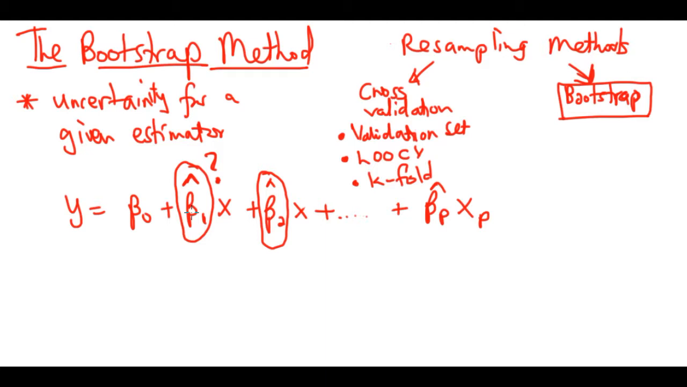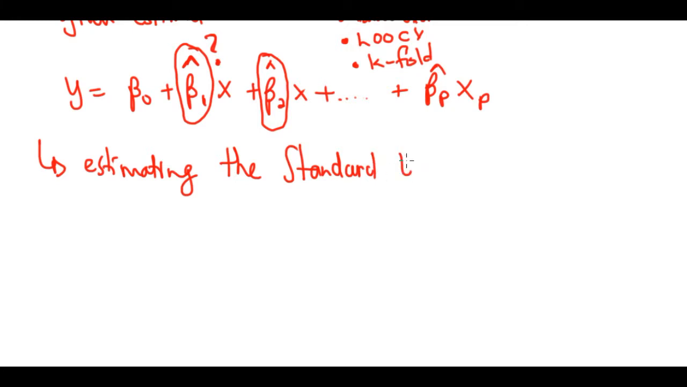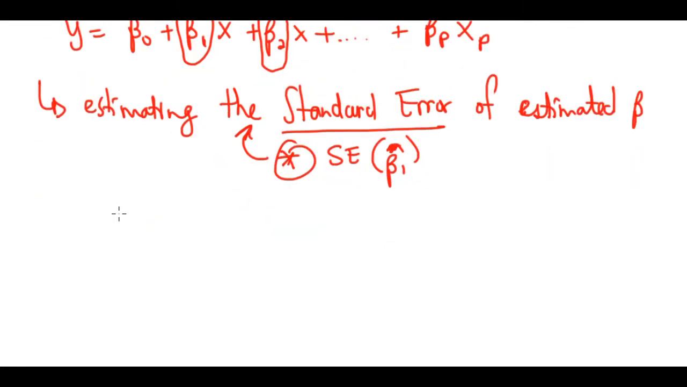By talking about uncertainty, what we're basically talking about is us estimating the standard error of the estimated coefficient. You remember this standard error, this SE, that we would use like SE beta 1 when you're doing regression. This is how we can estimate the standard error using the bootstrap. We can use the bootstrap method.